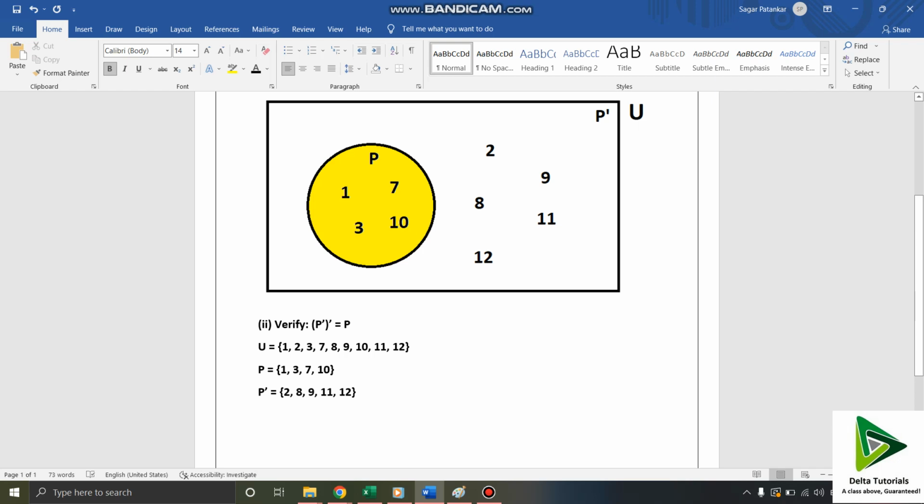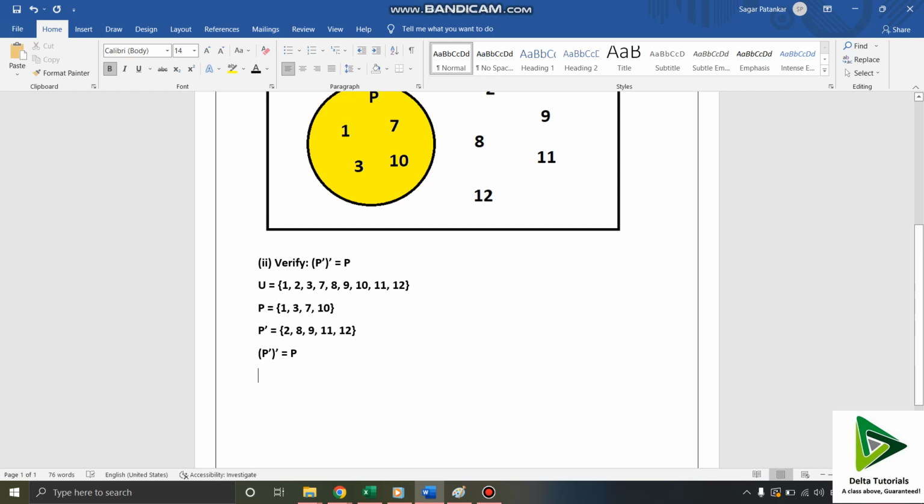Write it here: the complement of P complement is equal to P. Now, P complement is 2, 8, 9, 11, 12, and the complement of these elements is nothing but 1, 3, 7, 10. Basically 1, 3, 7, 10 is nothing but the set P only.